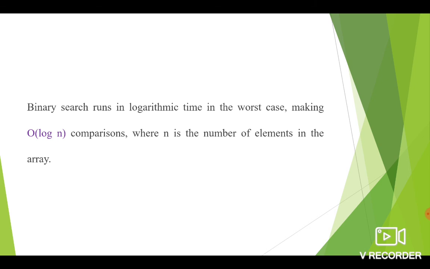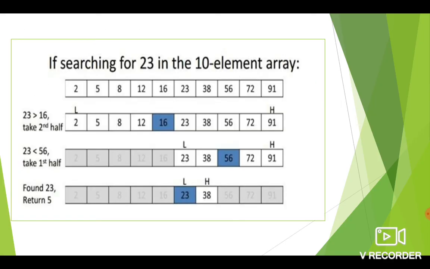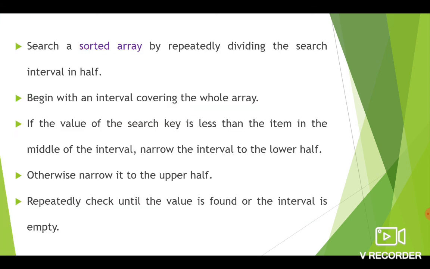In the worst case, binary search requires order of log n comparisons, where n is the number of elements in the array. So once again, what is binary search? It is one type of searching process. We have two types of searching: linear and binary.